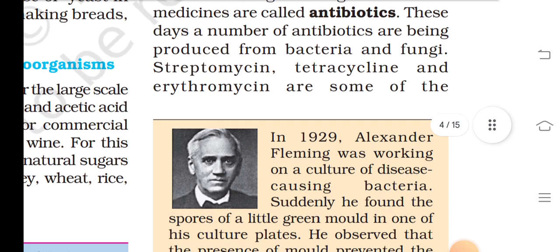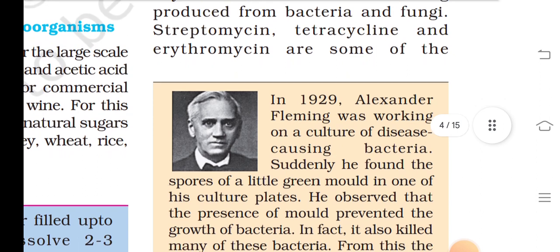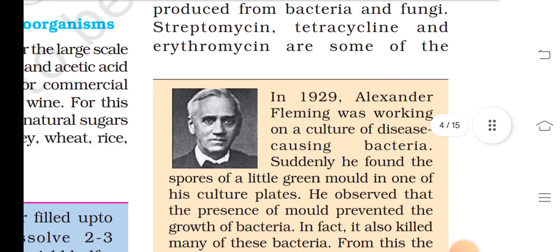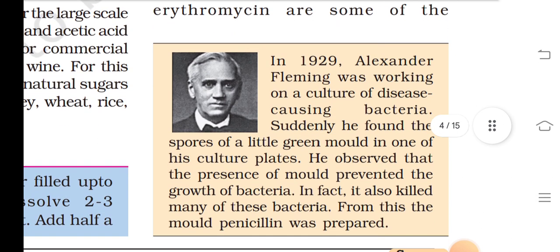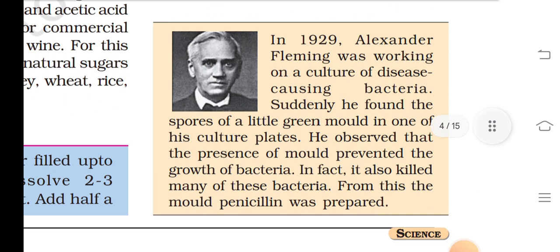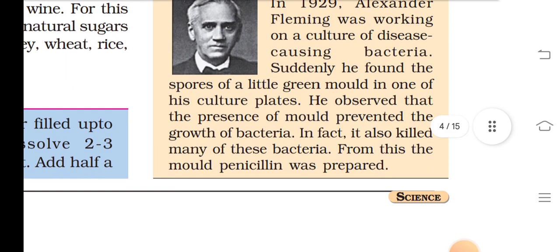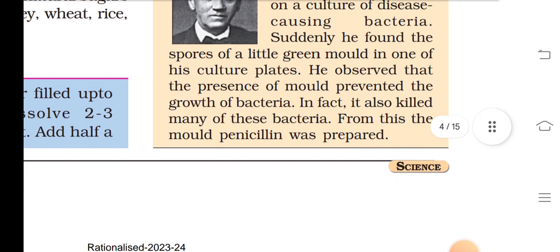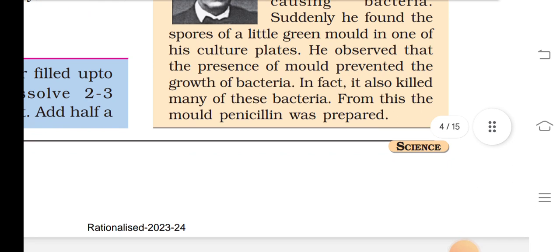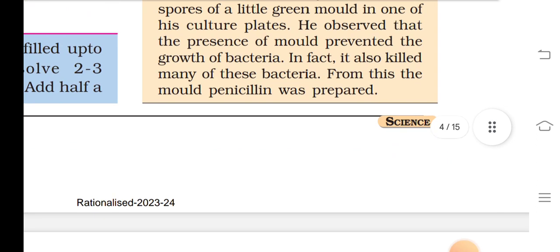These days a number of antibiotics are being produced from bacteria and fungi. Streptomycin, tetracycline, and erythromycin are some of them. In 1929, Alexander Fleming was working on a culture of disease causing bacteria. Suddenly, he found spores of a little green mold in one of these culture plates.